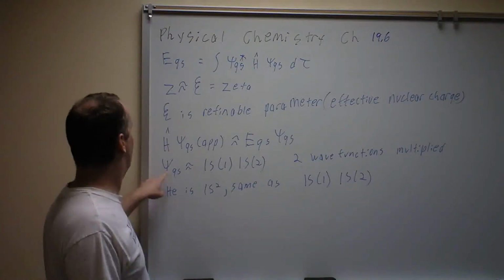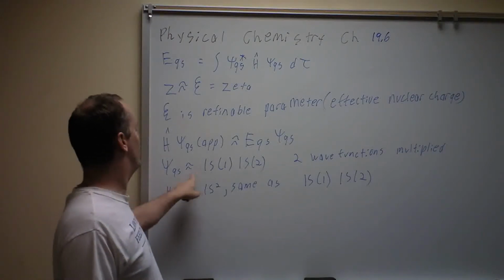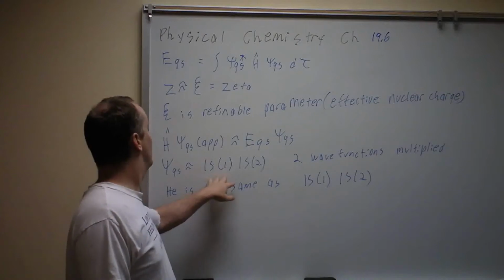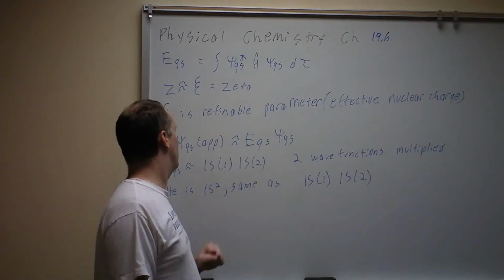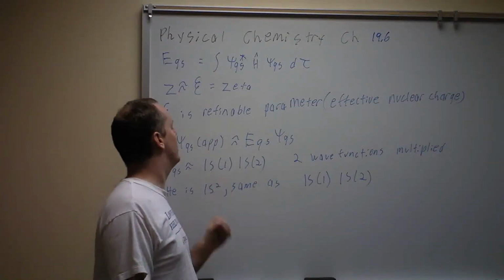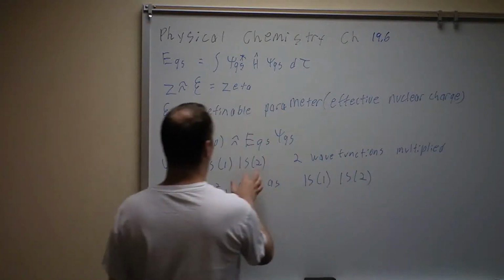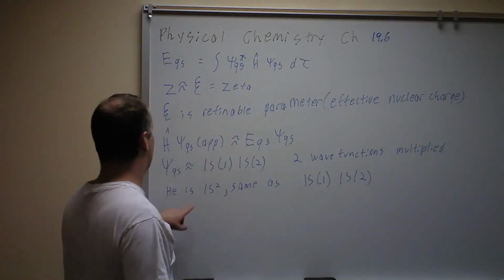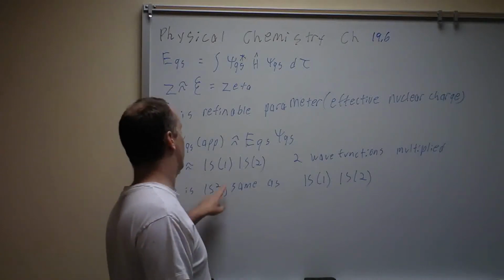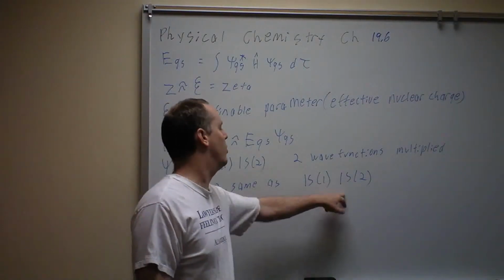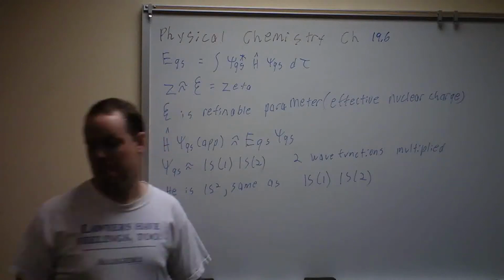Now for helium, remember, the psi ground state is roughly equal to just the 1s shell for electron 1 times the 1s shell for electron 2. So we have these two wave functions, and we just multiply them together. Now remember, we also write helium as 1s2, which is the same as writing it 1s1 times 1s2.